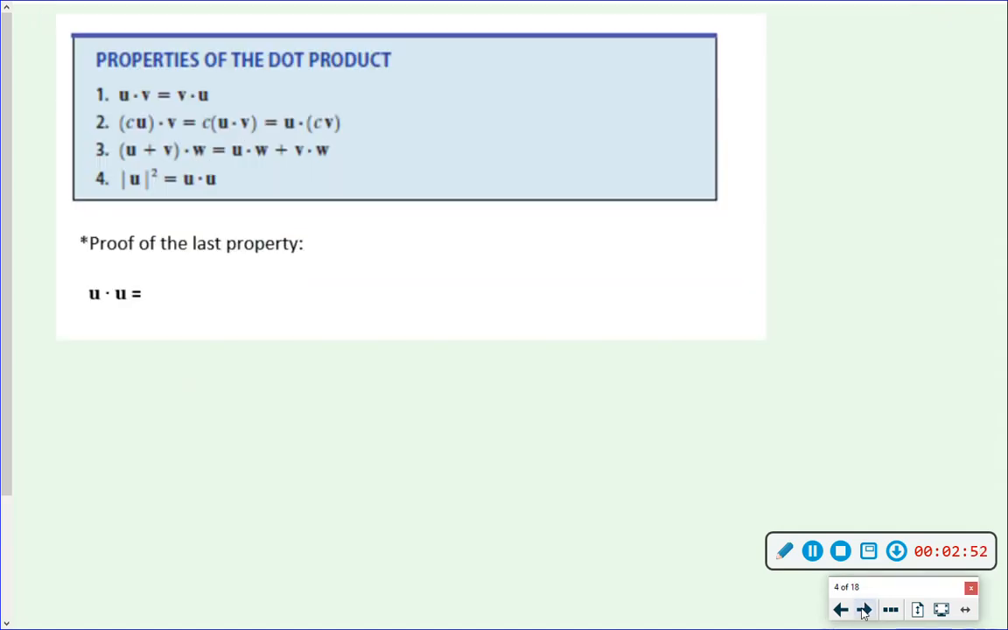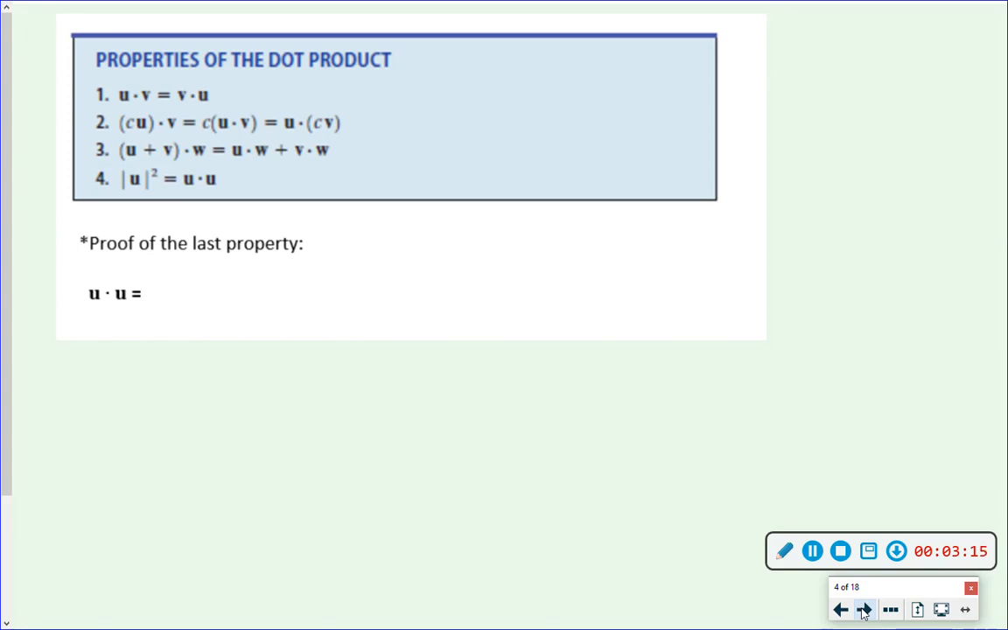Now, some of the properties of dot product, simple stuff. The nice thing about dot product is the order doesn't matter. You could do u dot v or v dot u, and you end up with the exact same answer, just for the record. c, remember, is a scalar. If they throw a scalar in there, you could apply the scalar to u first, then do the dot product. You can do it however you want, and you will end up with the same exact answer.